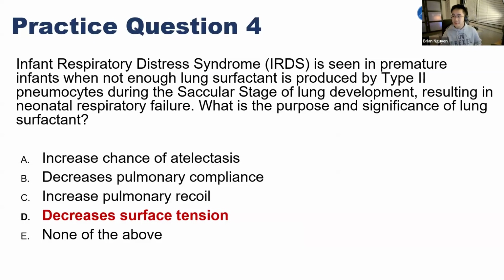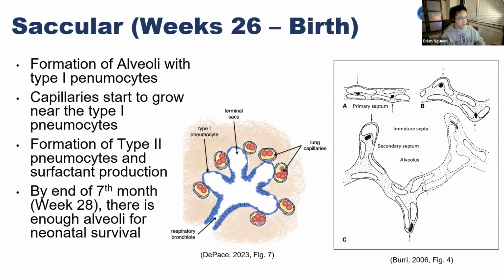Pulmonary compliance is your ability of your lungs to, for lack of a better term, comply, stretch with respiration. Which is similar to elasticity. It's actually going to increase pulmonary compliance. It makes it easier to breathe. It's going to decrease pulmonary recoil because that lung surfactant is going to stop it, because pulmonary recoil is inversely related to surface tension. And I think just for maybe at that level, I think that's good for now. And we mentioned that it decreases surface tension. Okay, cool. All right, so moving on to our next stage.